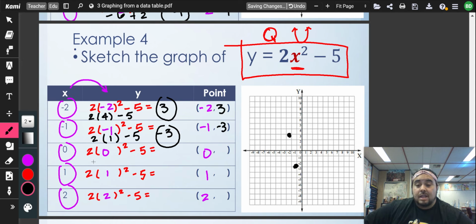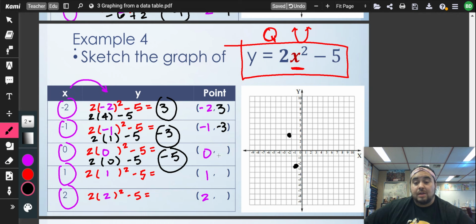Next line, keep the 2. 0 squared is just 0 times 0. That's still 0, -5. 2 times 0 is 0. Take away 5 is -5. So my ordered pair is 0, -5. Starting at the origin, I stay at 0, not going left or right, but I go down 5.